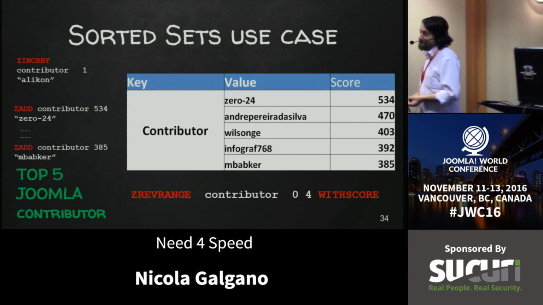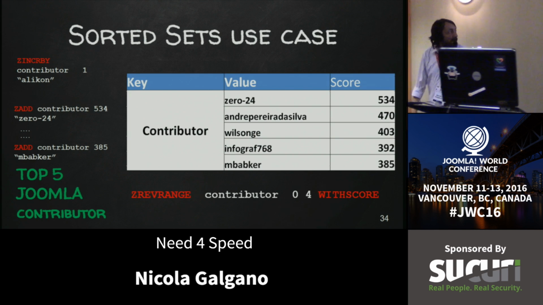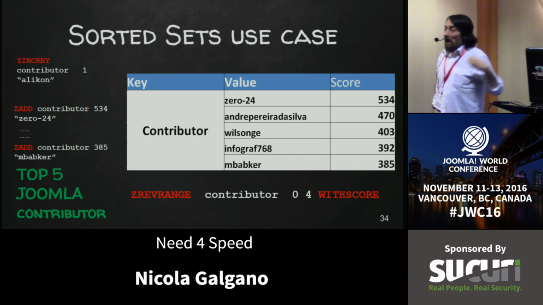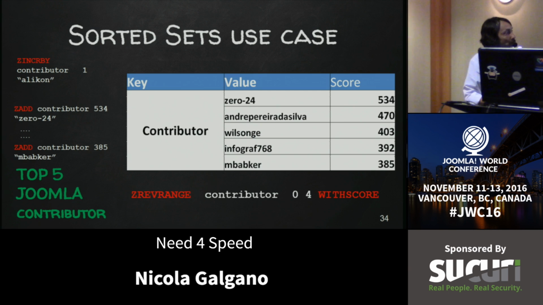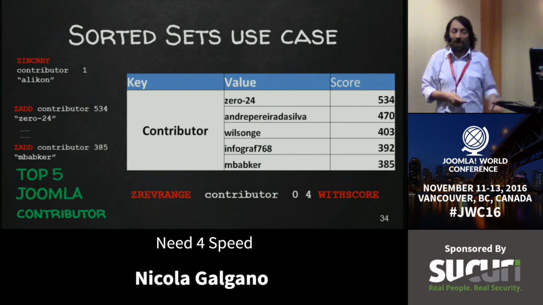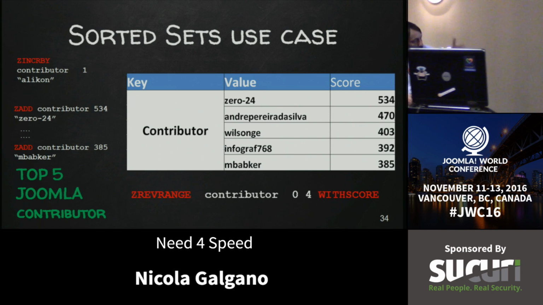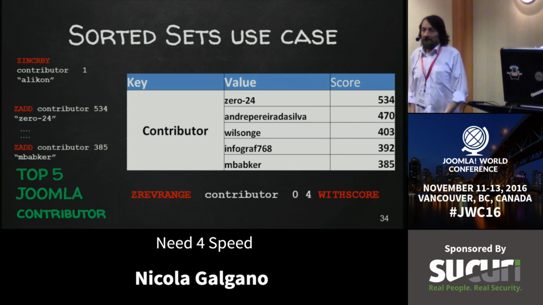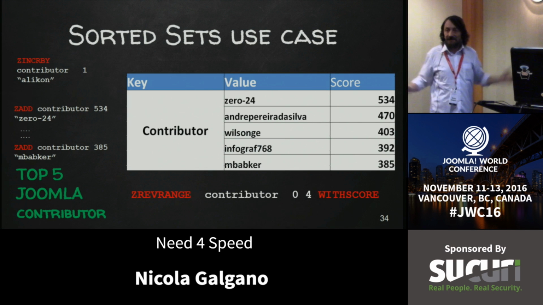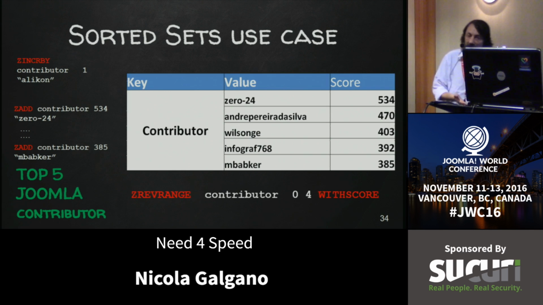Just to have an example, I picked some data from GitHub, and my key in this case is how much is contributor, and the value is the people who contribute to Joomla. And the score in this case is how many pull requests people make. So if I want to know which are the top 5 contributors, all I have to do is issue that command. And even if you have a big sorted set, this command is very quick, and you have the answer in a few milliseconds.